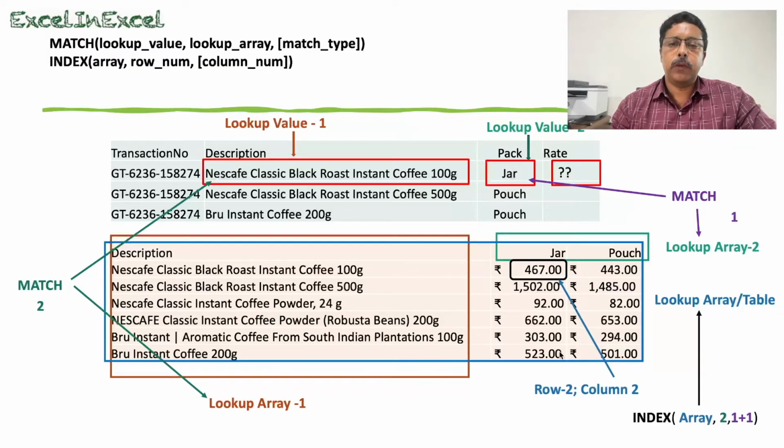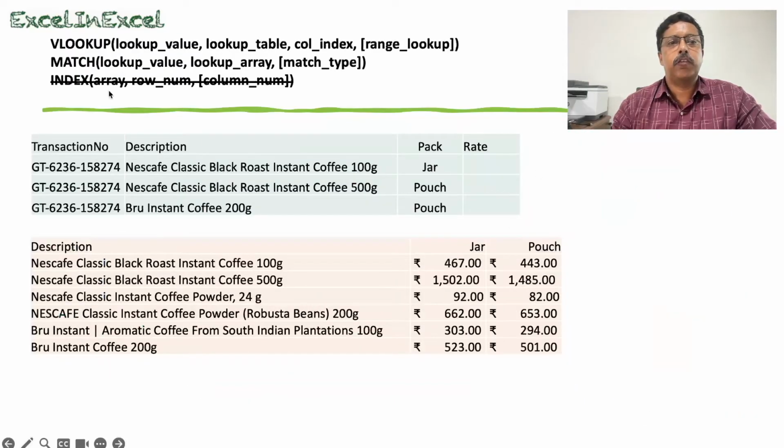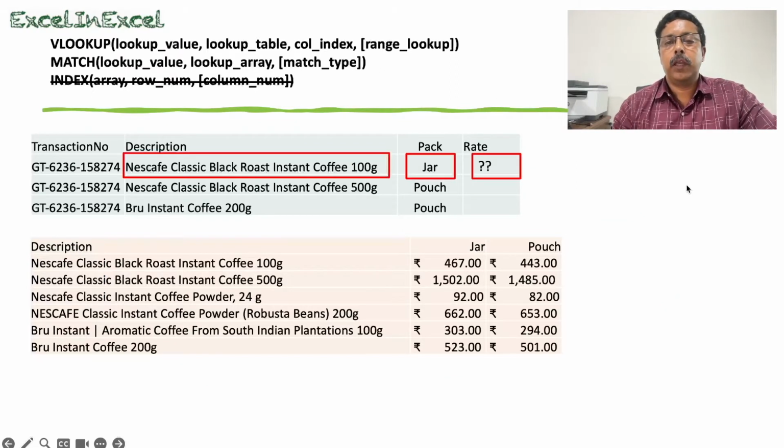Now let's do it in another way, in which I am not going to use an index function. Instead, I am going to use a VLOOKUP along with the match. So the problem of course remains the same. Again, we want to figure out what will be the rate, but this time, as I said, we will not be using the index function. So it is another way of handling this.